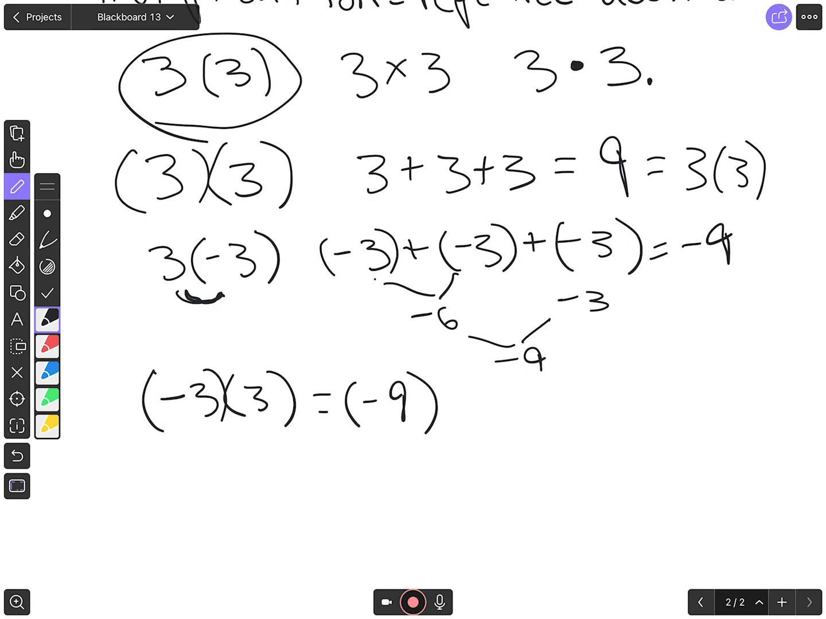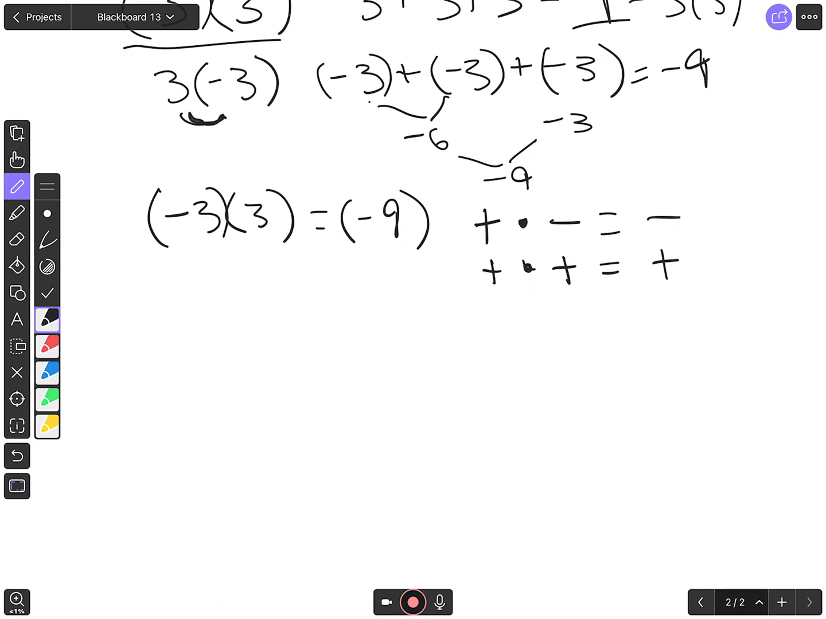Okay, now the simple rule is multiplying a positive and a negative. If you multiply a positive and a negative, okay, we multiply those two together, we're going to get a negative. Okay, when we multiply a positive and a positive, we get a positive, right? 3 times 3, we did it up there. We're always going to get positive. In this case, it was positive 9.